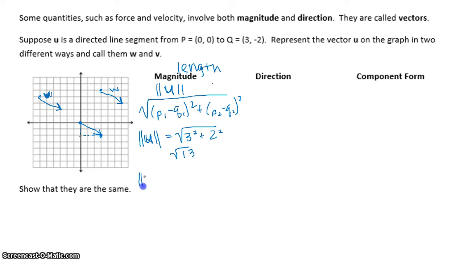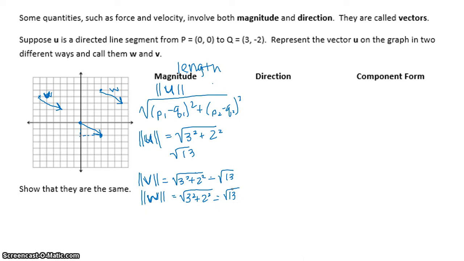You can do the same thing to find the magnitude for v, which should be the square root of 13 as well. And for w, which again is going to be the square root of 3 squared plus 2 squared, which is radical 13.